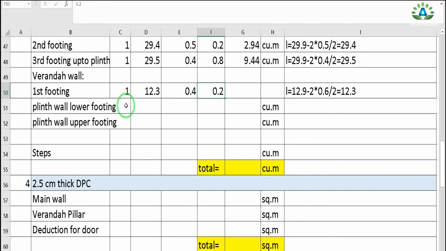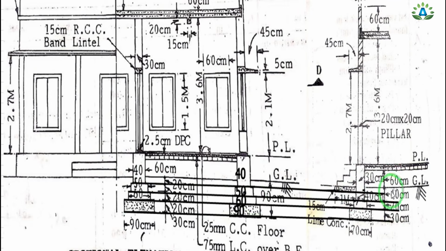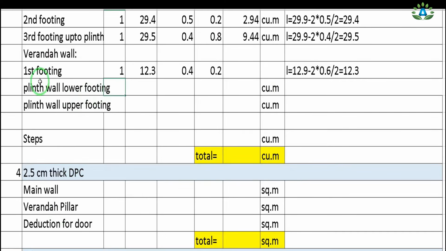Now our next step is to calculate this plinth wall lower footing. That means we are going to consider this footing in two topics, that is footing below the plinth level and footing above the plinth level, because in this level we have the main wall of 50 centimeter width, whereas in this above level we have this footing of 40 centimeter. That is, we have two different widths of this main wall. So since we have two different widths, we need to consider two different topics. So we are going to consider plinth wall lower footing and plinth wall upper footing.